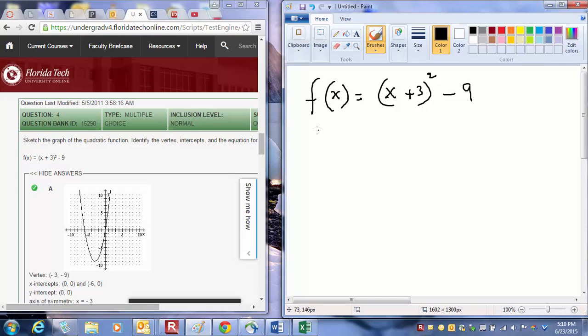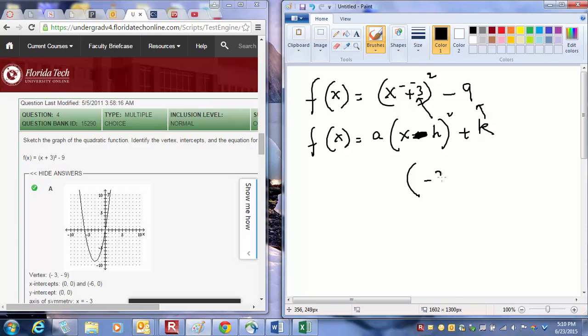If you compare this function to the standard equation, which is a times (x minus h) quantity squared plus k, we notice that h in this case, if you put a minus here, would be negative 3 and k would be negative 9. So the vertex is at negative 3, negative 9.